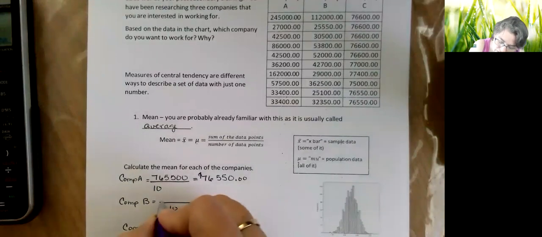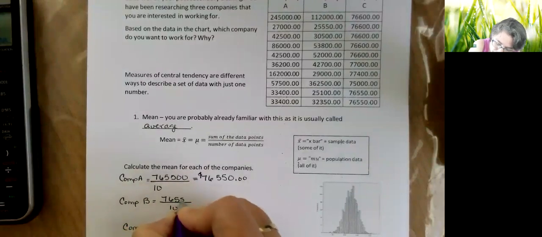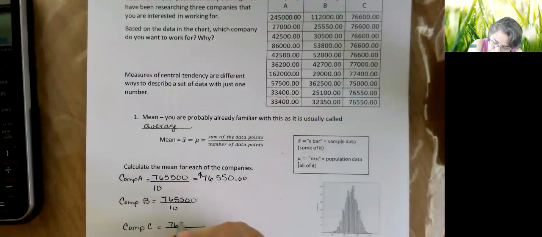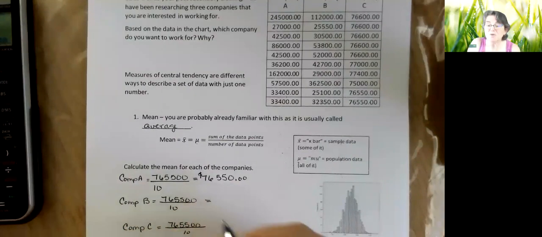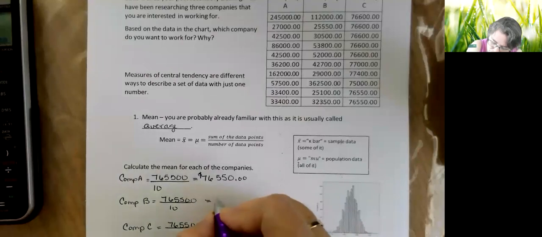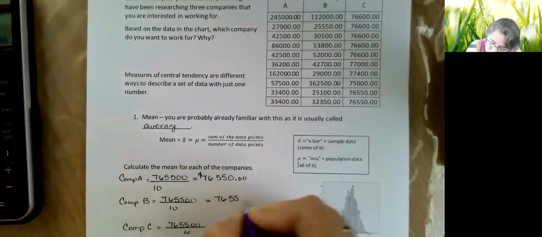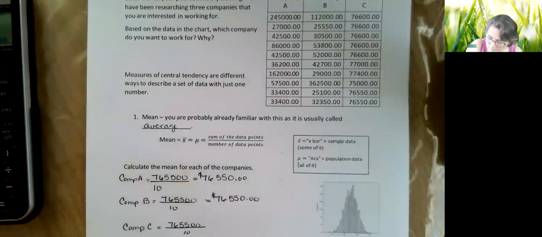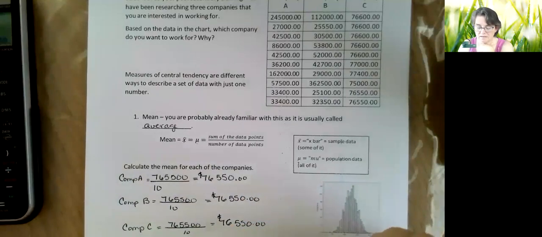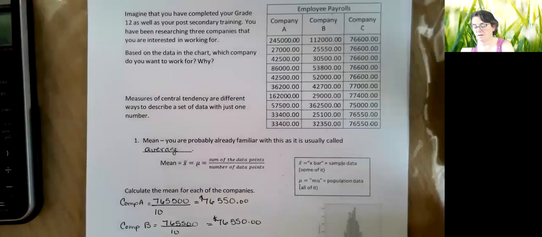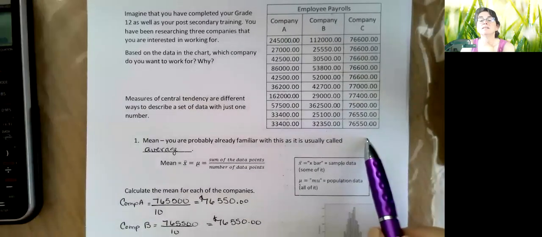Okay, I trust that you did that, and go figure. The means for all the companies came out the same. So that means the average salary, or the mean salary, I'm just going to say average because that's what we normally say, at each of these companies is $76,550. Well, if you look at company C, that seems quite reasonable. They're all in the $70,000 a year.